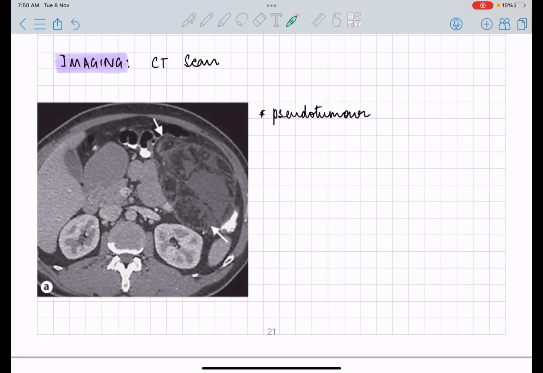There are various features of the CT scan. One feature is a pseudotumor. We can look at the diagram on the left. This is a mass which is arising from the mesentery. There are certain sclerosing areas, certain heterogeneous looking areas, and that is a pseudotumor. This pseudotumor seems to push the bowels away.